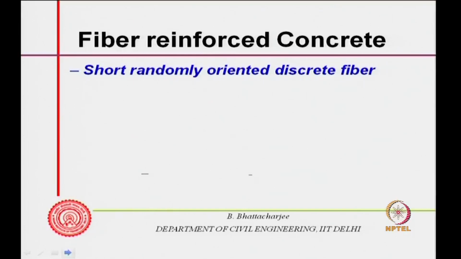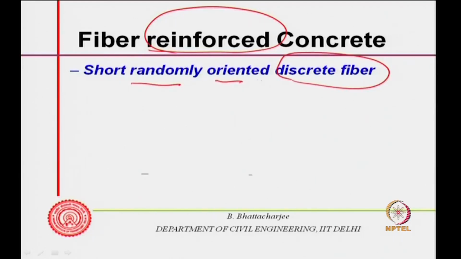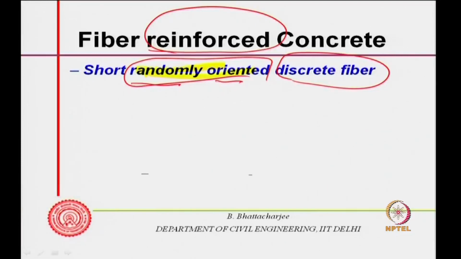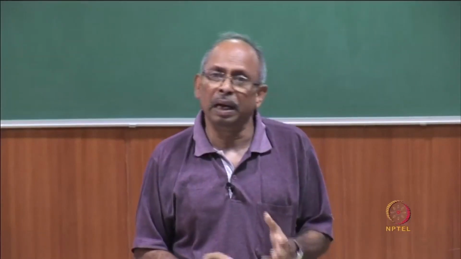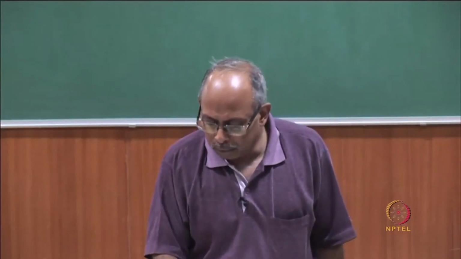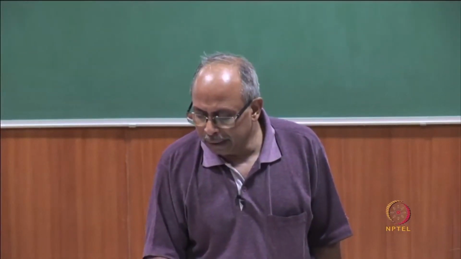Now, when we are talking of fiber or fiber reinforced concrete, we are essentially talking of short randomly oriented discrete fibers. They are not aligned. You can align them, and if you do, then it will be very good. For example, slurry infiltrated fiber reinforced concrete could have aligned fibers, or if it is long fibers, you can even align them and possibly make a mat out of it. That is a different one, but quite commonly used is short randomly oriented discrete fibers.